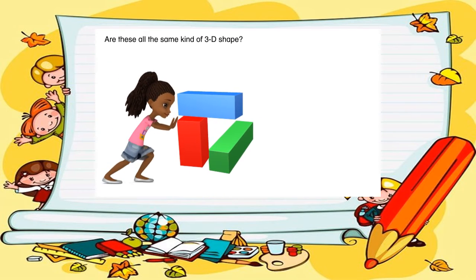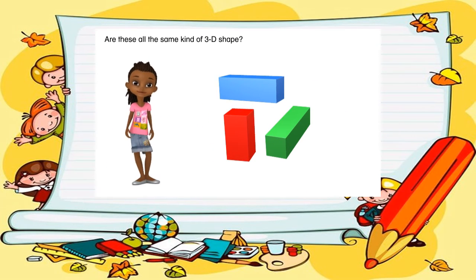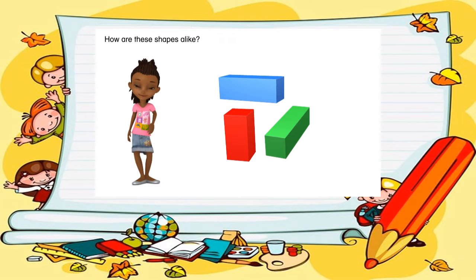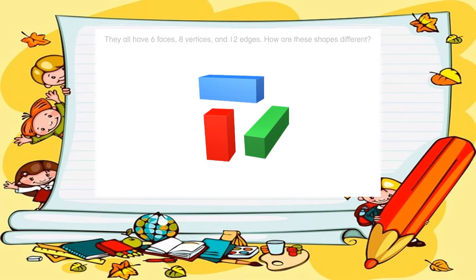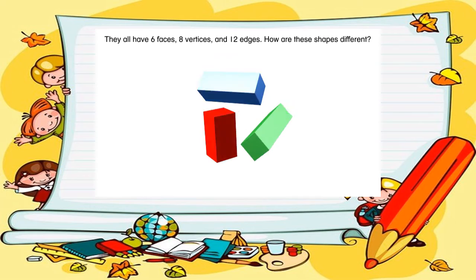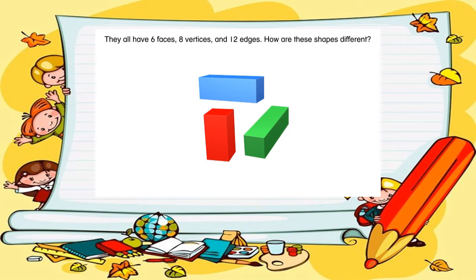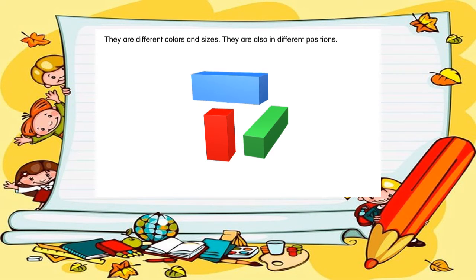Are these all the same kind of 3D shape? Let's find out. How are these shapes alike? They all have 6 faces, 8 vertices, and 12 edges. How are these shapes different? They are different colors and sizes. They are also in different positions.